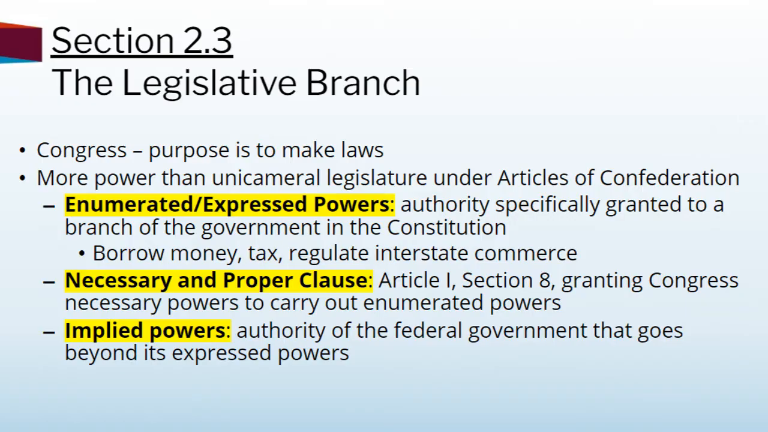It allows for that flexibility for Congress to pass a law that helps them carry out one of these enumerated powers. Now, this clause of the Constitution is called the Necessary and Proper Clause. And again, that's in Article 1, Section 8, which grants Congress necessary powers to carry out those specifically listed enumerated powers that are listed right before it. Now, the power to pass a law to carry out an express power is called an implied power because it's not specifically written in the Constitution. It's kind of implied. So implied powers are authority of the federal government that goes beyond its express power.